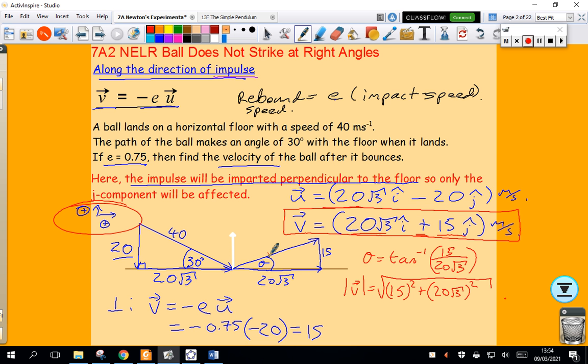Okay, so that's how we address problems when the ball does not strike at right angles. The key detail is the impulse is imparted perpendicular to the plane. So Newton's law of restitution is applied along the direction of impulse, which is only perpendicular to the plane. Okay, so we're looking at 7A in our textbooks. Practice, practice.